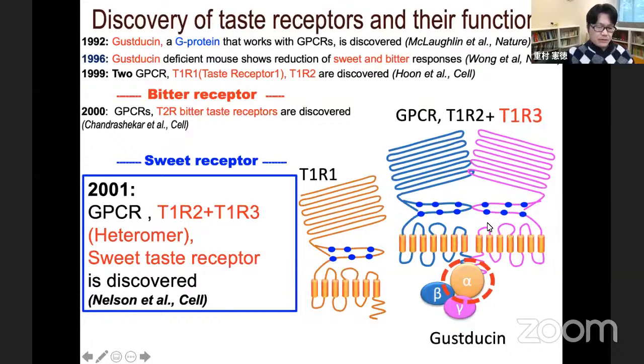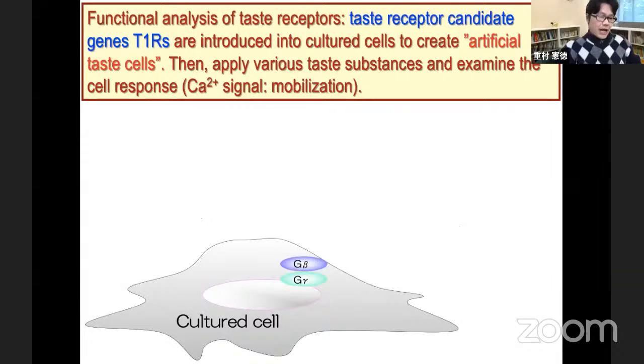How do you think about the method to reveal the function of this T1R2 and T1R3? I suppose you can answer. As you supposed, the taste receptor candidate genes T1R1 are introduced into the culture cell to create an artificial sweet taste cell, then various sweet taste substances are applied and the cell response is examined.